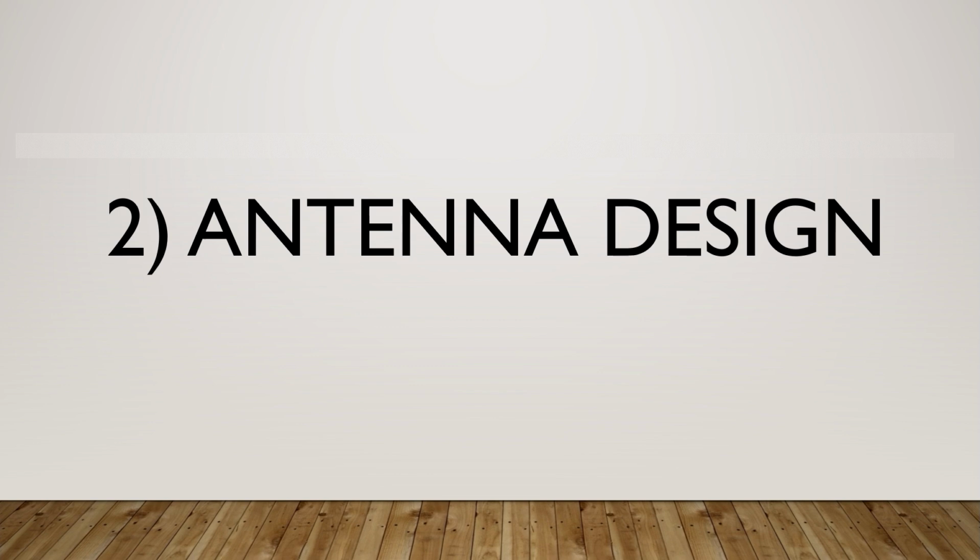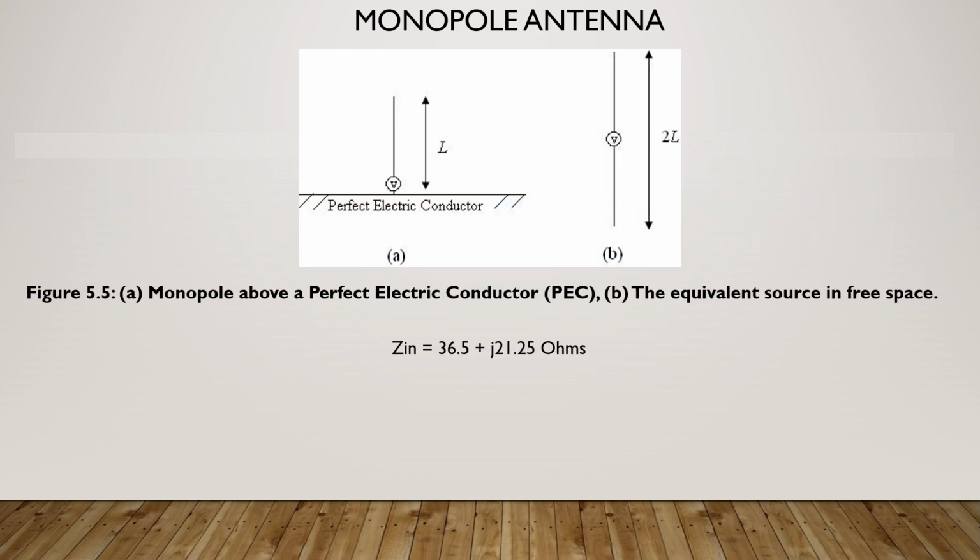Before we design the antenna, we need to understand how the antenna works. Before we study the inverted L antenna, we will study the monopole antenna first. A monopole antenna is one half of a dipole antenna always mounted above some sort of ground plane. The case of a monopole antenna of length L mounted above an infinite ground plane is shown in figure 5.5a.